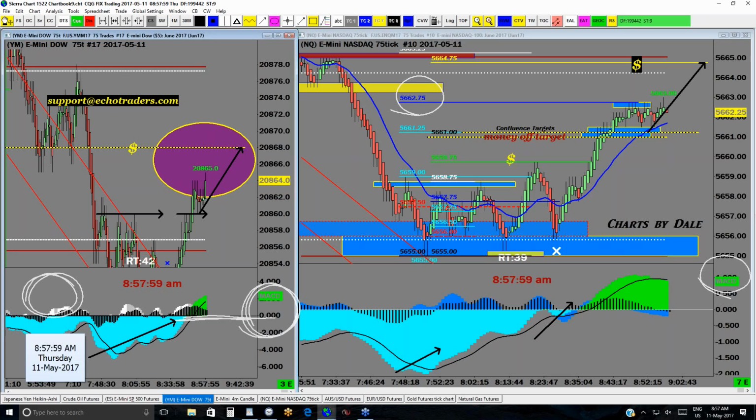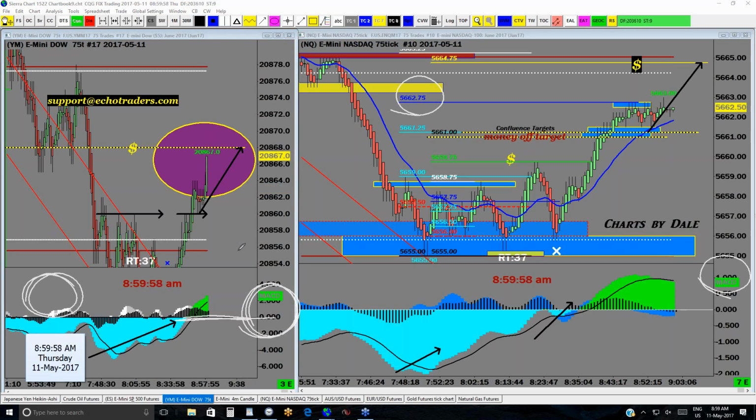Coming into your 9 o'clock here, we're looking for some volume to come in and be the catalyst to take it all the way to the targets. All right, 2 or 3 seconds to 9 a.m. Ever so close to target here on the YM on the left. Would like to see 20868. One tick away. Not a lot of volume here so far.